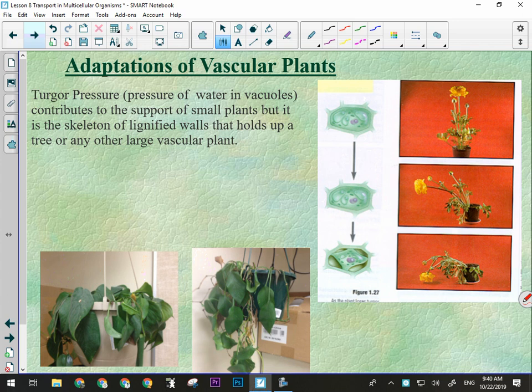And they look wilted because their water vacuoles are draining. And it's not because the plant uses that as a water reserve. It's not.